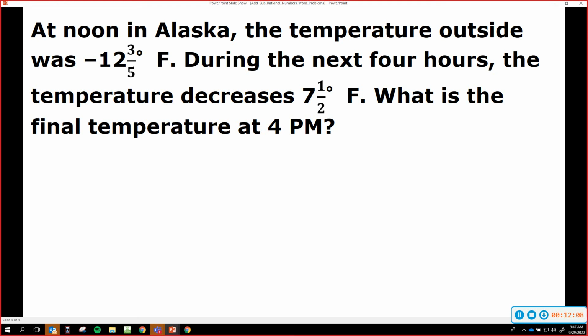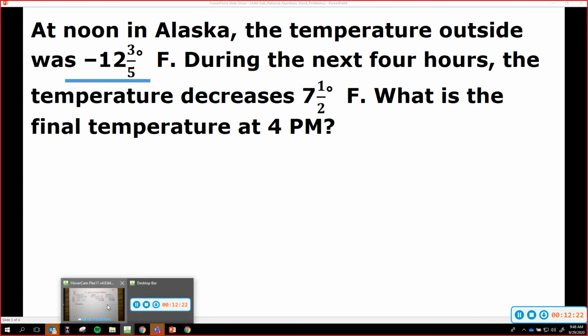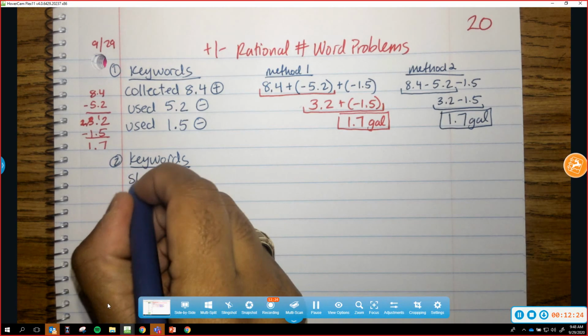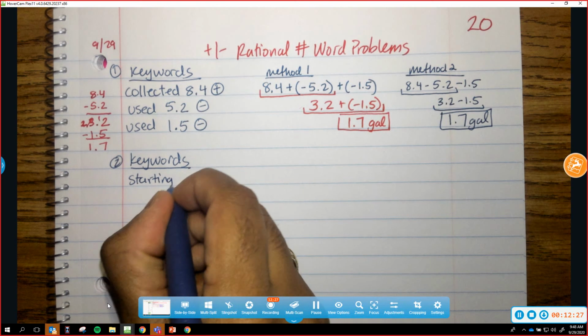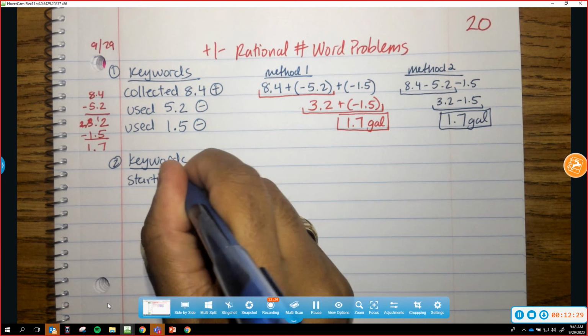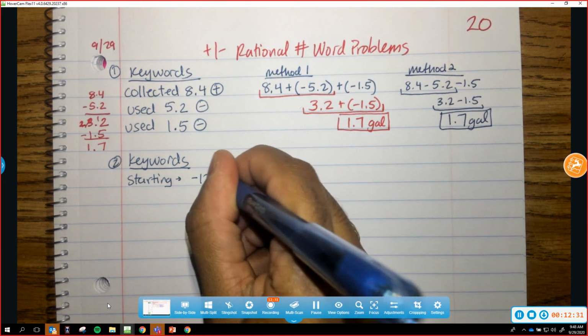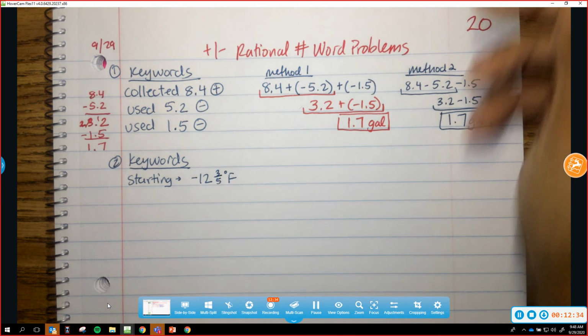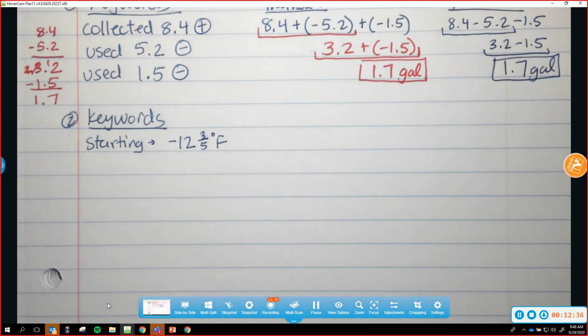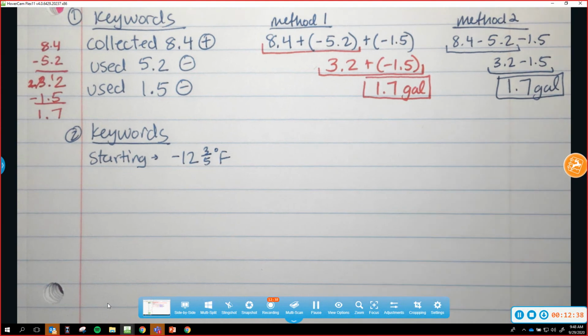Okay. So what is that number representing, Maya? Read the words right before that. Don't overthink it, okay? What is that? Is that the temperature when the day is done, when it's starting? What does it represent? At noon, the temperature outside. Awesome. So I can even think about it as my starting temperature. So we're starting at negative 12 and 3/5 degrees Fahrenheit. That's my starting temperature, right?